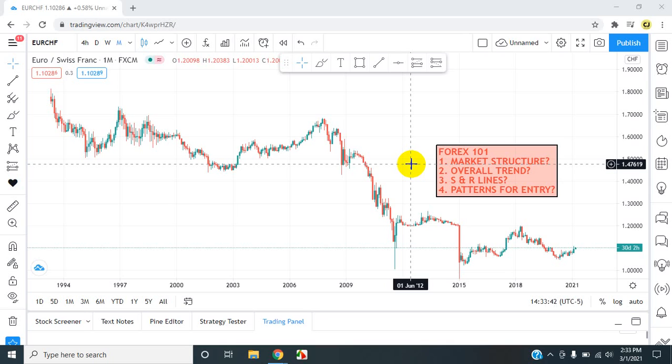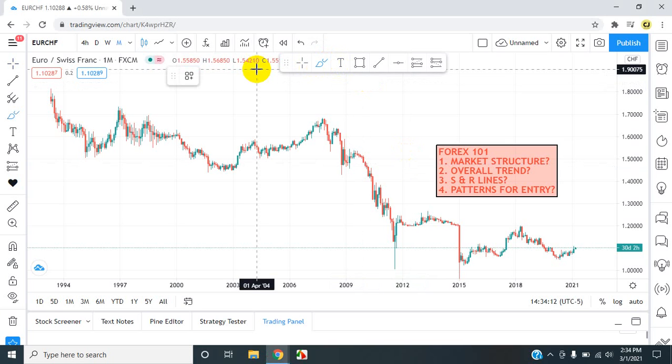Okay, guys, we are checking out EUR CHF, the euro versus the Swiss franc. Forex 101: number 1, we will be identifying market structure. Number 2, we'll be identifying the overall trend in the market. Number 3, we'll be identifying SR lines in the market. Number 4, we'll be identifying patterns for entry in the market. Let's grab our red brush. Okay, let's take a look at what's going on.